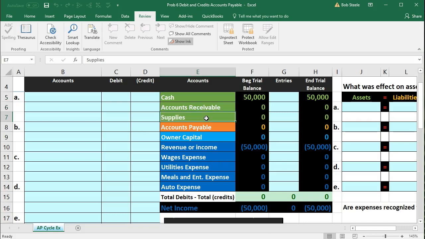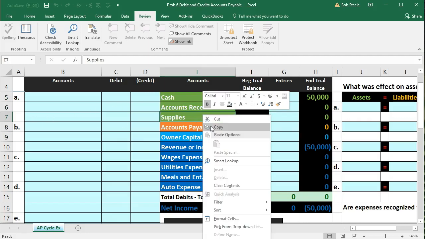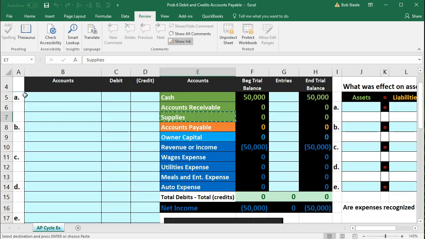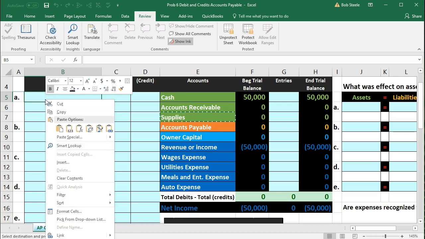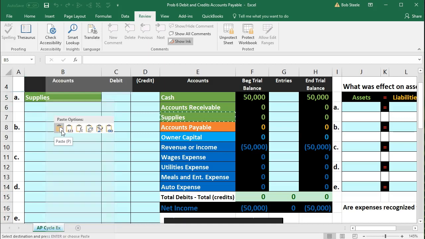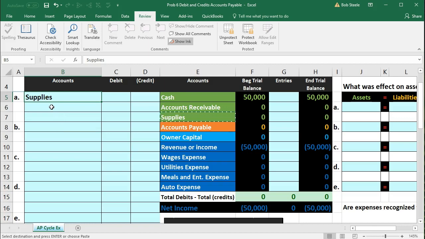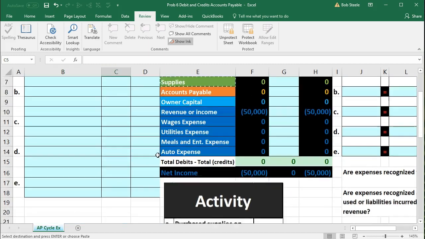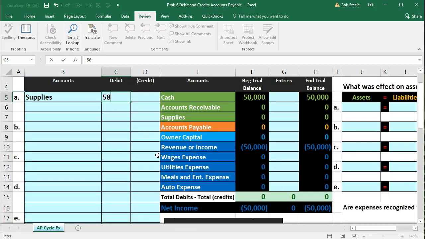I'm going to copy supplies. I'm in cell E7. I'm going to right click on that cell and copy, and then put that in the first section of our journal entry in cell B5, right clicking and pasting just the values. And there we have that. We could just type that out as well, but this copying and pasting is good practice. Now note that we're going to increase that with a debit, as we said, 585.